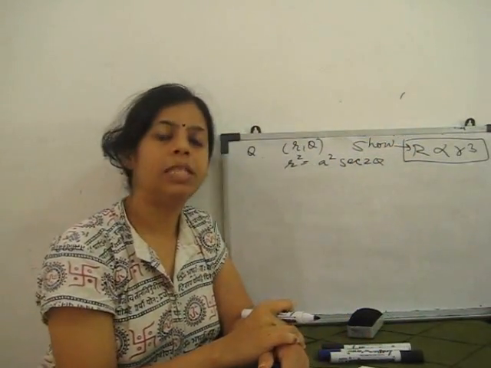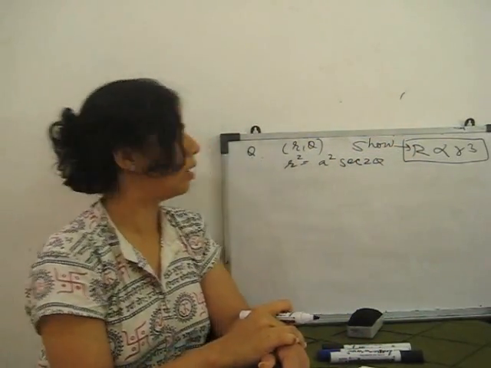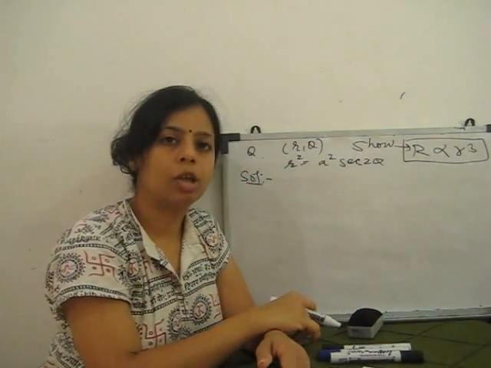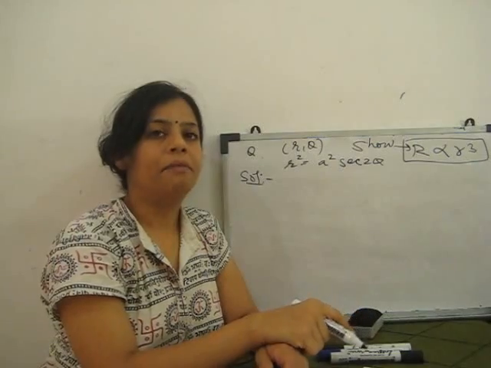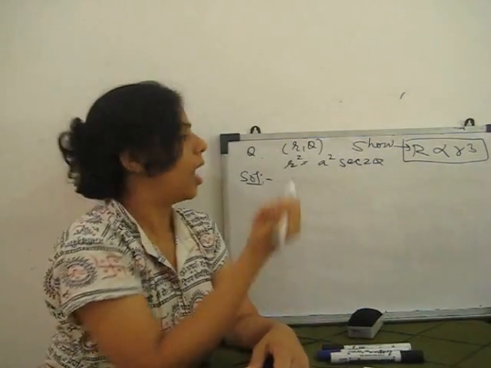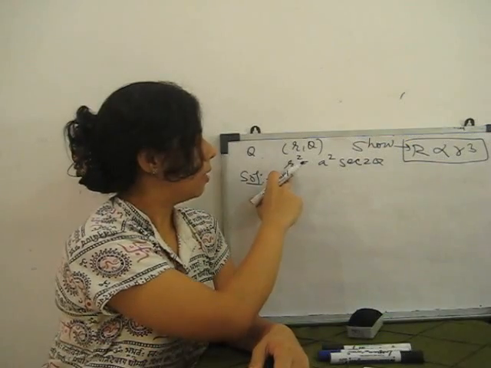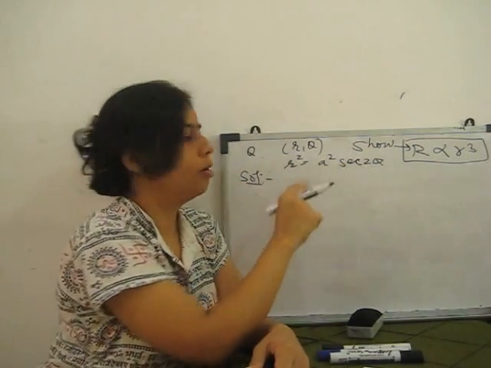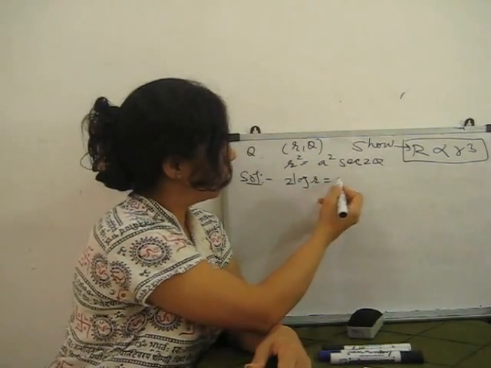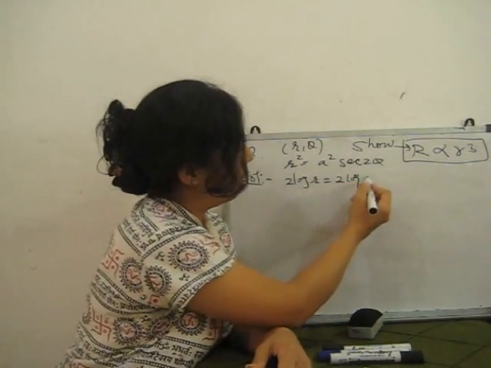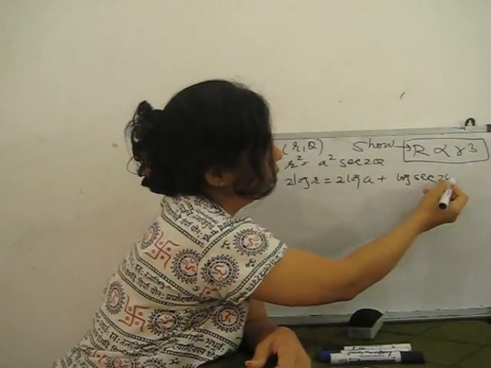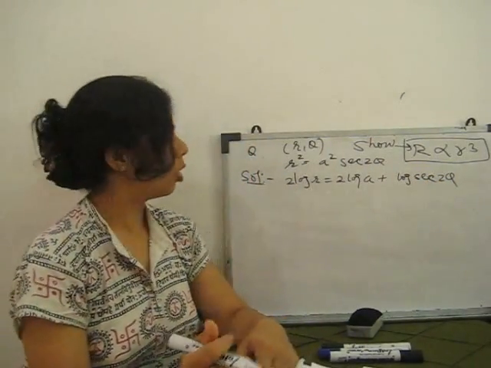Clear? So we have to find out the radius of curvature. What is step 1 for finding the radius of curvature? First, we have to find dr by d theta, meaning r1 and r2. For r1, step 1, first we take log. Taking log on both sides, 2 log r is equal to 2 log a plus log sec 2 theta. Clear?